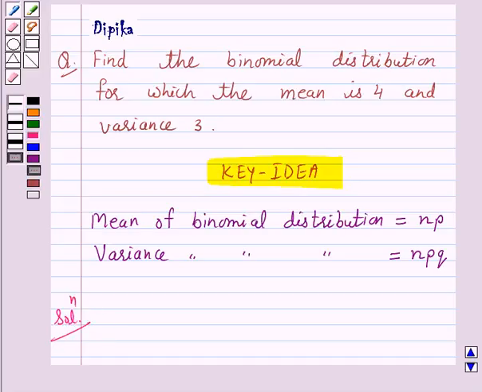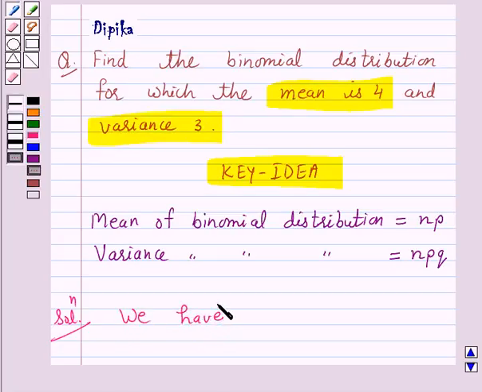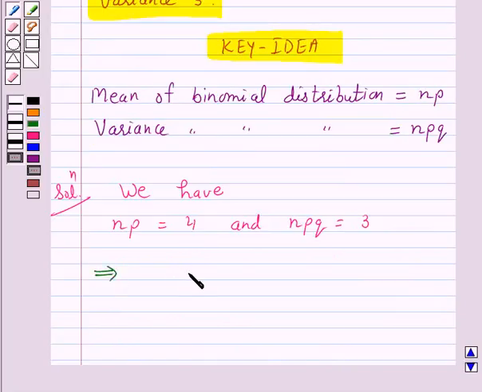Now we have to find the binomial distribution for which the mean is 4 and variance 3. So according to our key idea, mean of binomial distribution is equal to NP. So we have NP is equal to 4, and variance of binomial distribution, that is NPQ, is equal to 3. So this implies Q is equal to 3 over 4, because NPQ over NP is equal to 3 over 4, that is Q is equal to 3 over 4.